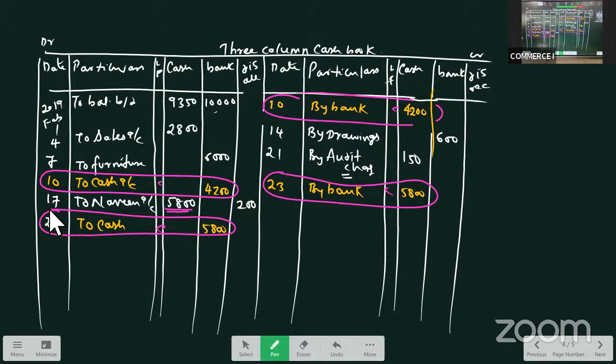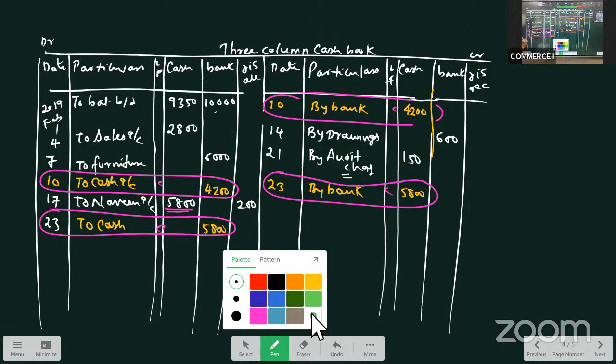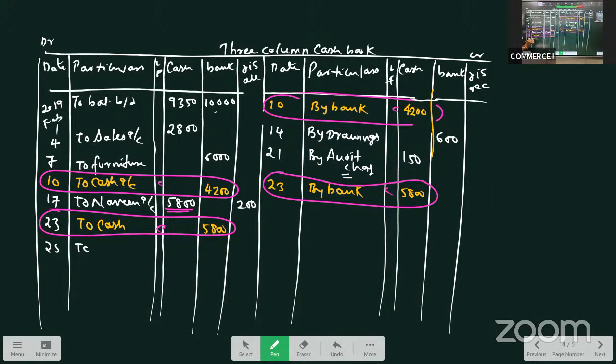Then received cash from Manasa. On 25th, we received cash from Manasa. It is an inflow. So I'll write to Manasa. Amount is 3,700.